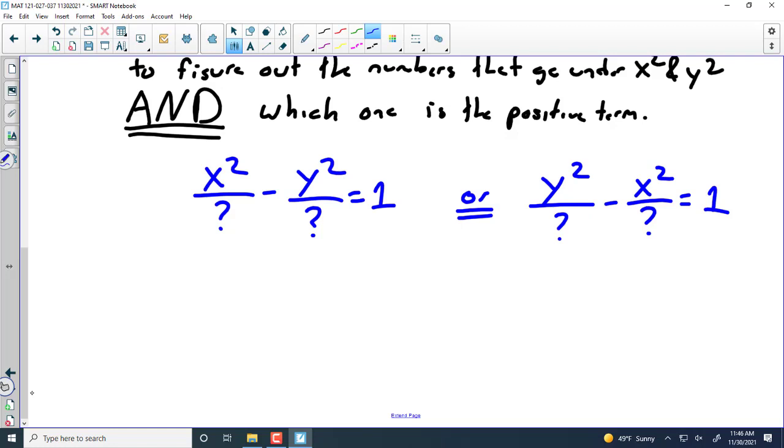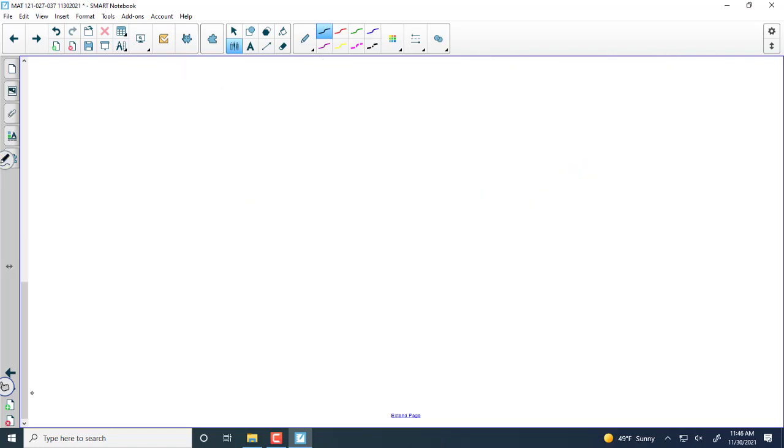So when you're doing one of these problems with me, and we're going to do one right now, we need to pay attention not only to are we putting the right number under x squared and the right number under y squared, but do we have them in the correct order. So here's our exercise, everyone.